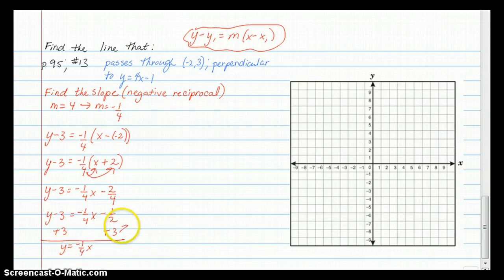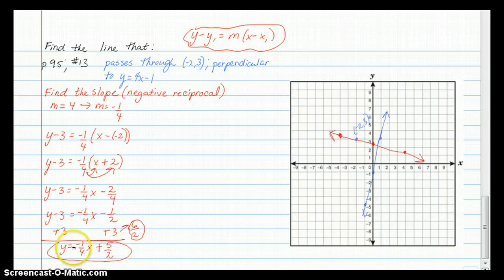Now 3 is actually going to be how many halves? It's going to be 6 halves, and we take one of those halves away, so it's going to be 5 halves. Okay, so 5 halves. Now we've got y equals -1/4 x plus 5 halves is our equation. You have 6 halves minus 1 half, which is 5 halves.